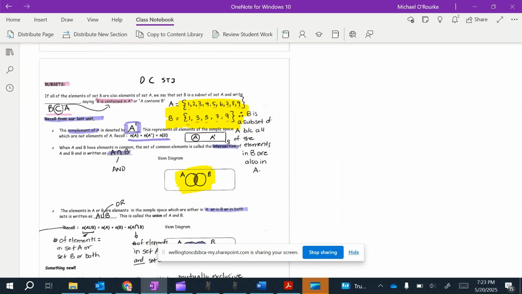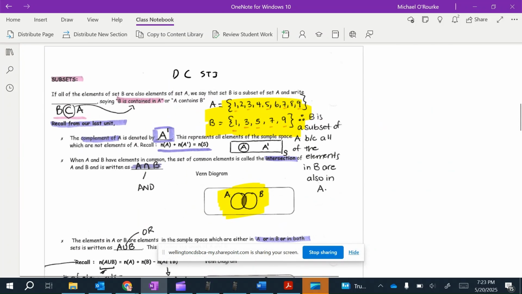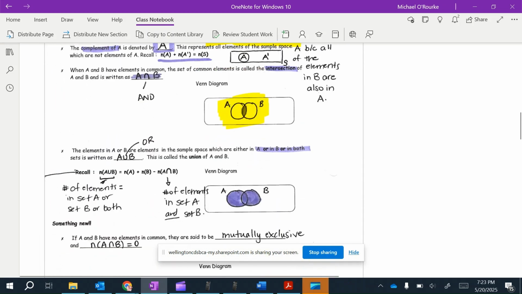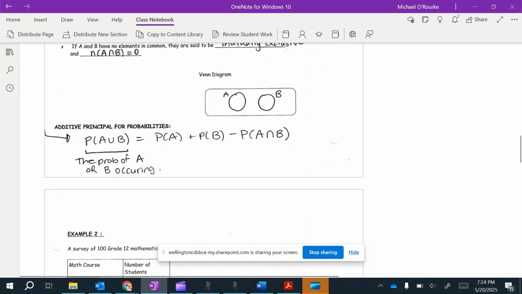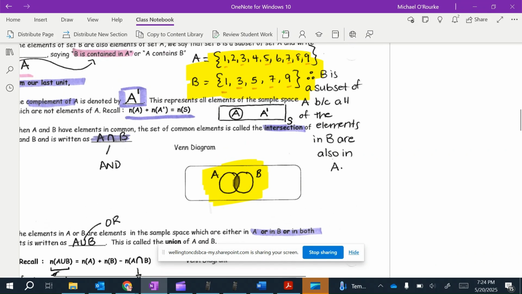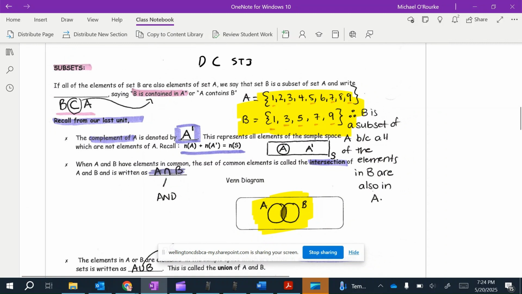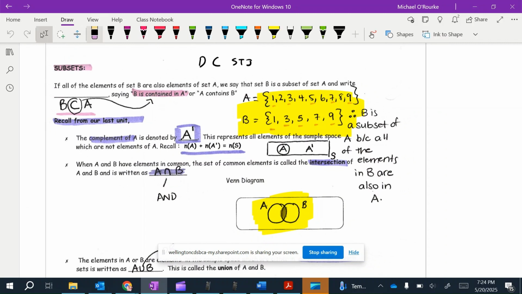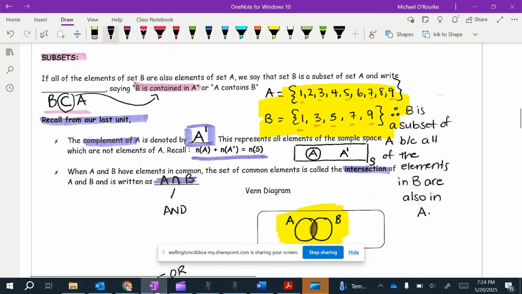Okay, so today we're working on the OR formula. A couple things we need to go over first. We need to go over this notation. The first notation that we're going to go over is subset, which is the sideways C here.